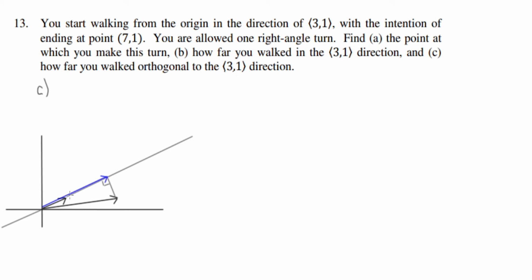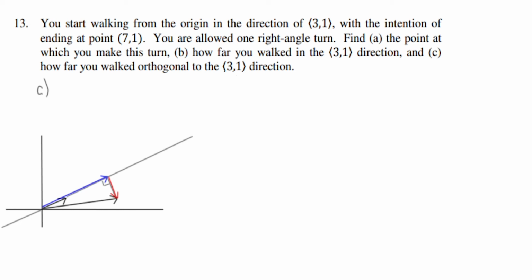And what it's asking for us now is how far you walked orthogonal to the 3, 1 direction, which we know is along this line, so the blue vector is in the 3, 1 direction. Orthogonal is just basically a fancy word that means make a right angle. Okay, so perpendicular, orthogonal, normal, all those things mean right angle. So basically we want to know how long this piece of the triangle is right here. So I'm going to actually do that in a different color. Why not red? Okay, so we want to know what the length of this piece is here.